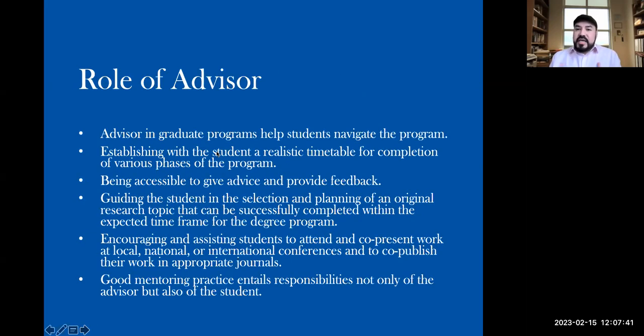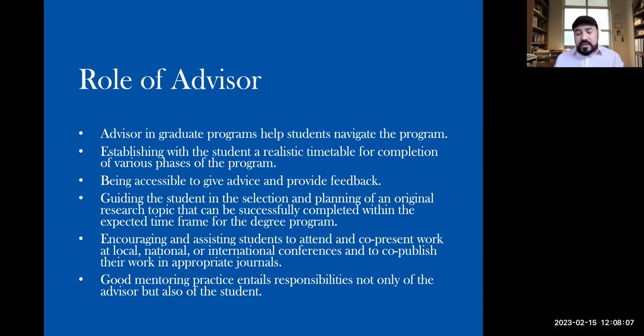So as we commence our doctoral degree, we are all assigned an advisor. An advisor is critical to the matriculation and the experience of the graduate degree here at UTSA. Advisors in graduate programs help students navigate the program. They establish with the students a realistic timeline for completing the various phases of the program.